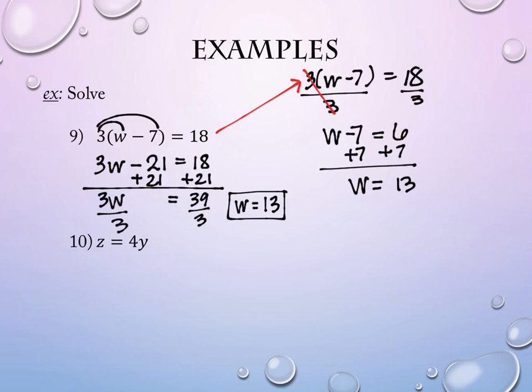Number 10 has a typo. That is to say, there's just not enough information written down here. That's my fault. It didn't get into the notes quite right. This is correct, but there's also supposed to be another line that says y equals 7. Okay? So just write it on there. That should be typed in your book already, but it just got left out accidentally. So it should say z equals 4y and y equals 7.